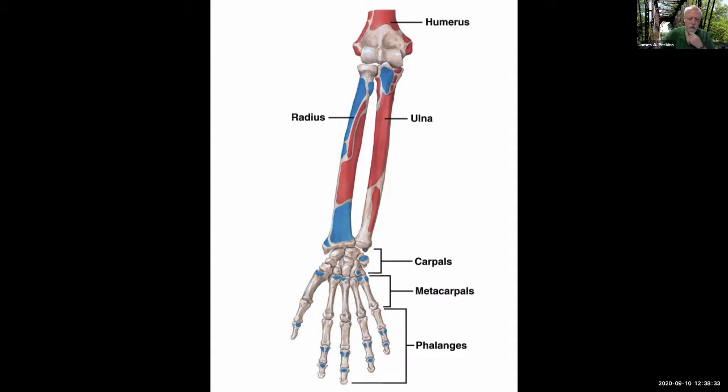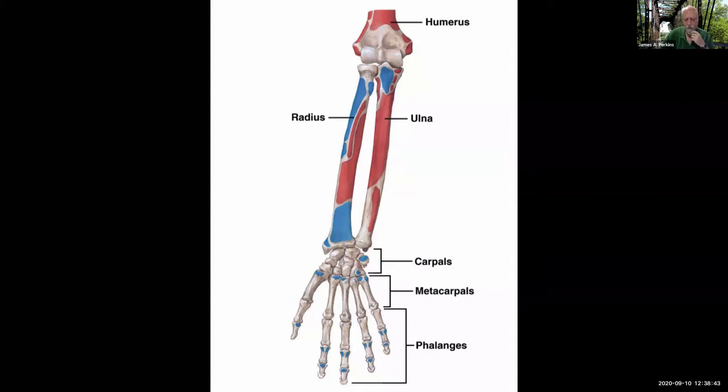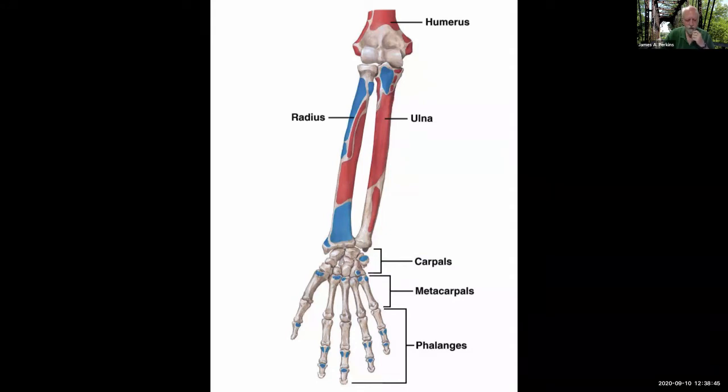So the thumb only has 2 phalanges. There's a proximal phalanx connected to the metacarpal, and then a distal phalanx out at the tip of the thumb. The other 4 digits, which would be numbered digits 2 through 5, the 5th digit being the pinky or little finger, all have 3 phalanges. So each of those has a proximal phalanx, a middle phalanx, and a distal phalanx.